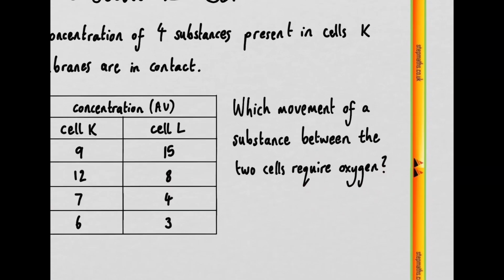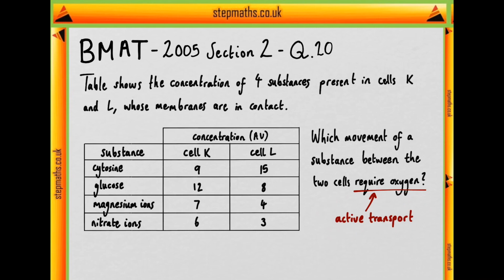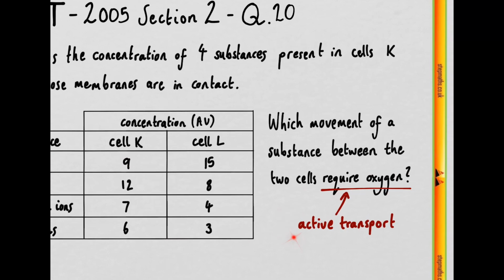Now immediately when we think about movement between cells requiring oxygen, we should think about active transport, which requires oxygen for aerobic respiration, which generates ATP, which is used to mediate active transport, which takes in energy. And active transport involves a movement against a concentration gradient, so that's the thing we should be identifying. So, since our four statements, A through D, refer to each of these rows of cytosine, glucose, magnesium and nitrate, we should quickly identify, given the relative concentrations in cells K and L, in which direction the movement would have to be for it to reflect active transport.